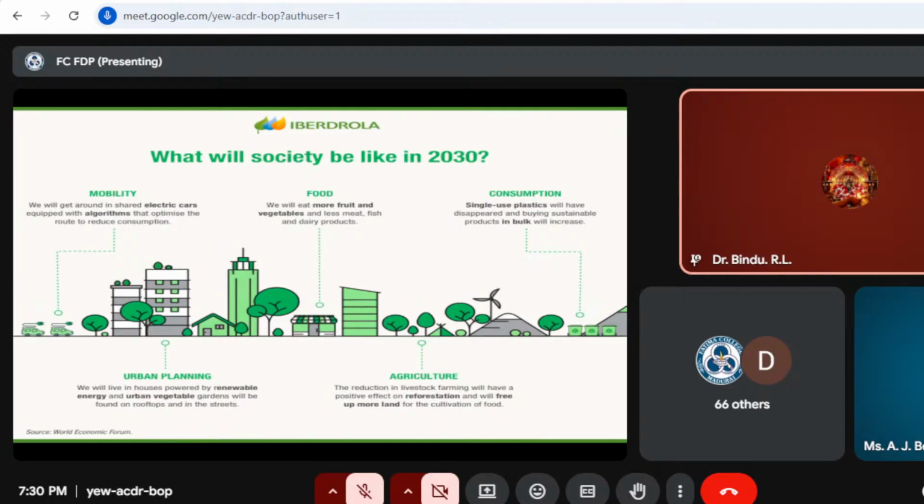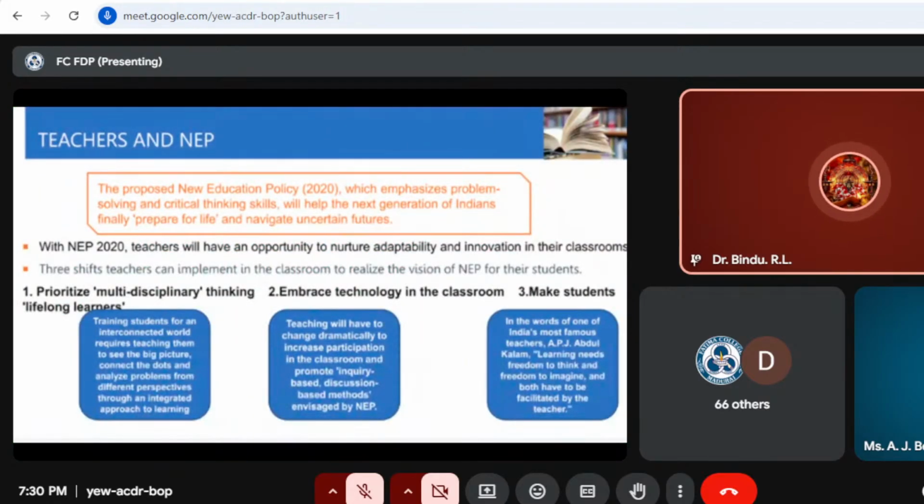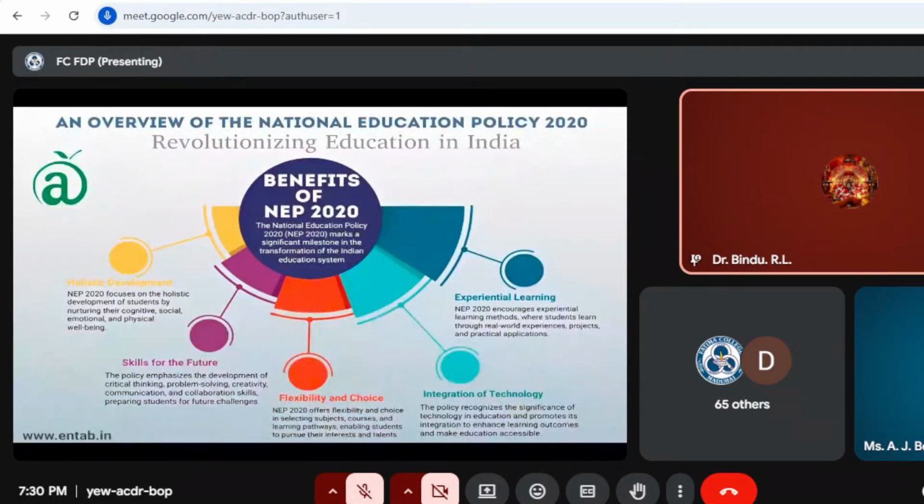Next. What should teachers do? NEP says teachers will have an opportunity to nurture adaptability and innovation in their classrooms. They have to prioritize multidisciplinary thinking, embrace technology in the classroom, and make students lifelong learners. That is the only way for better adaptability and life skills. Next. This is also given in the nutshell of benefits of NEP.